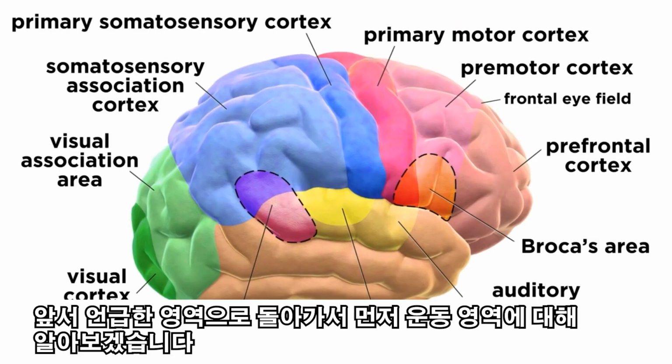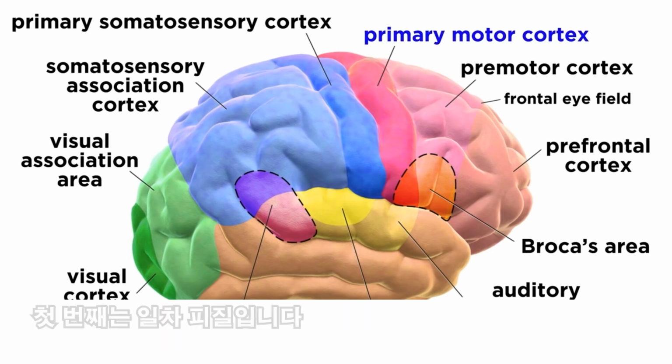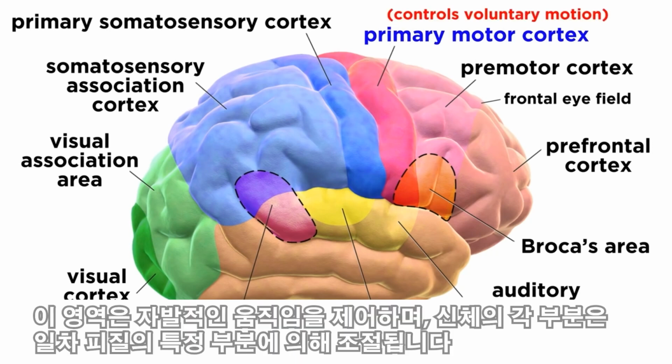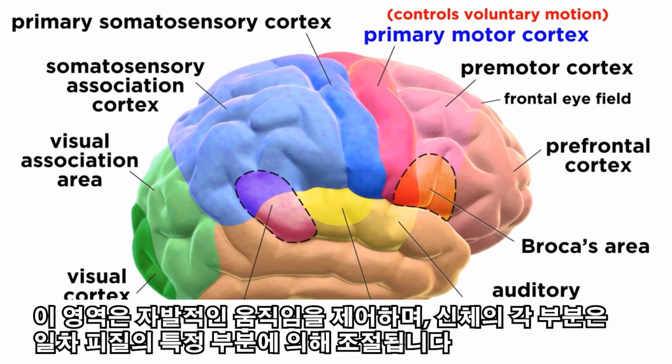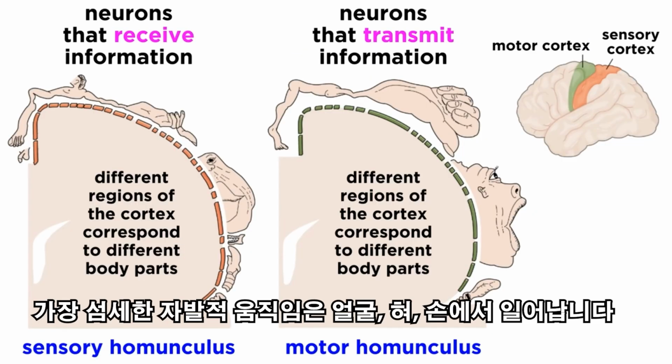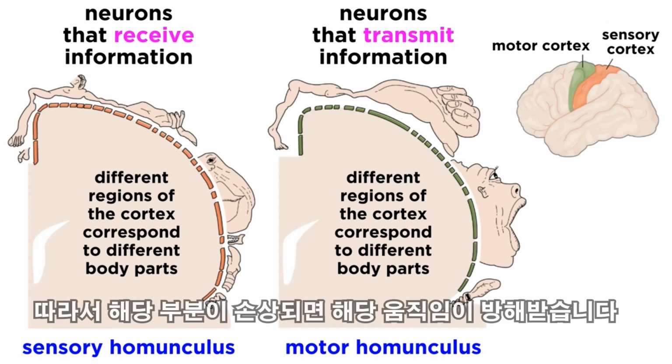Going back to the domains we mentioned, let's discuss the motor areas first. First is the primary cortex. This region controls voluntary motion, and each part of the body is relegated to a particular part of the primary cortex. The most delicate voluntary motion occurs in the face, tongue, and hands, so a disproportionate amount of this cortex is devoted to those areas.